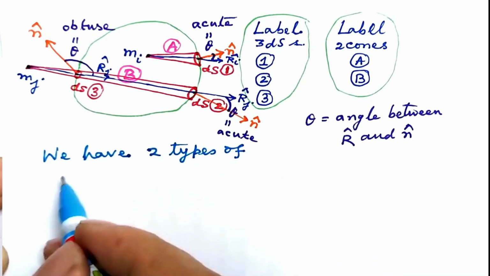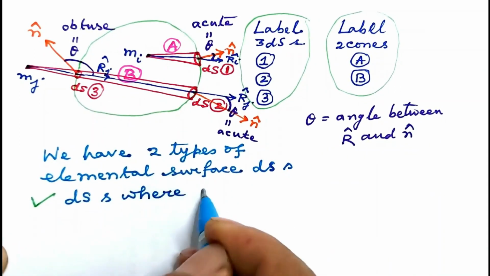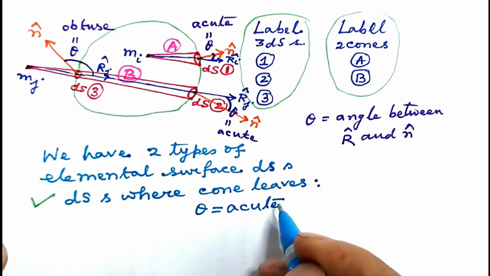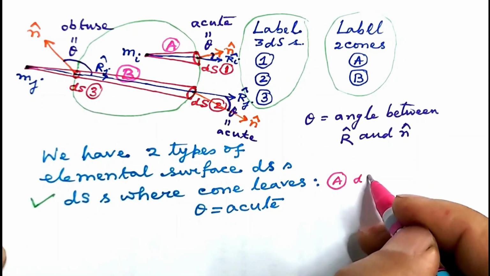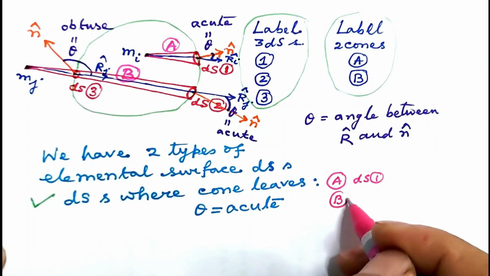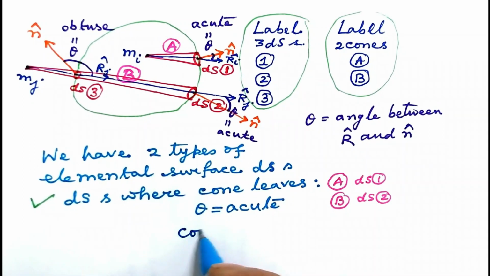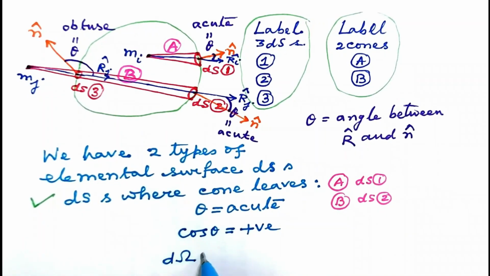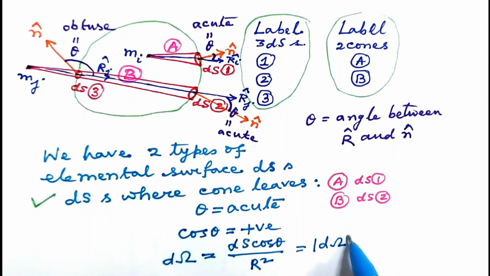We have 2 types of elemental surface ds's. In one type we have ds's where the cone leaves the surface S and theta is acute. This occurs, as we have shown, for cone labeled A at ds labeled by number encircled 1, as well as for cone labeled B at ds labeled by number encircled 2. Again, cosine theta is positive for theta an acute angle. Hence, d omega equal to ds cos theta by r square, which we designate as mod of d omega, and it is positive.